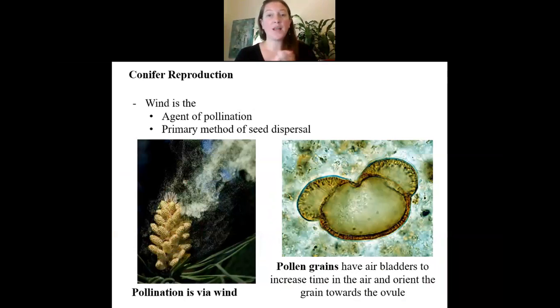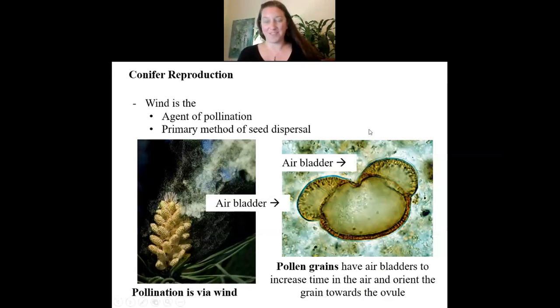So remember, in cycads, the way that pollen was vectored or moved was via wind or insects. In the ginkgo, it's only with wind. And in conifers, pollen is only moved by wind as well. So it's the primary method of dispersal. The pollen grains, it's really cool actually, have these little air bladders that help them stay in the air longer. And not only that, but the air bladders will be at different angles depending on the species and help the pollen grain fly the right way into the cones, because they have to land a certain way in order for them to interact with the ovule.